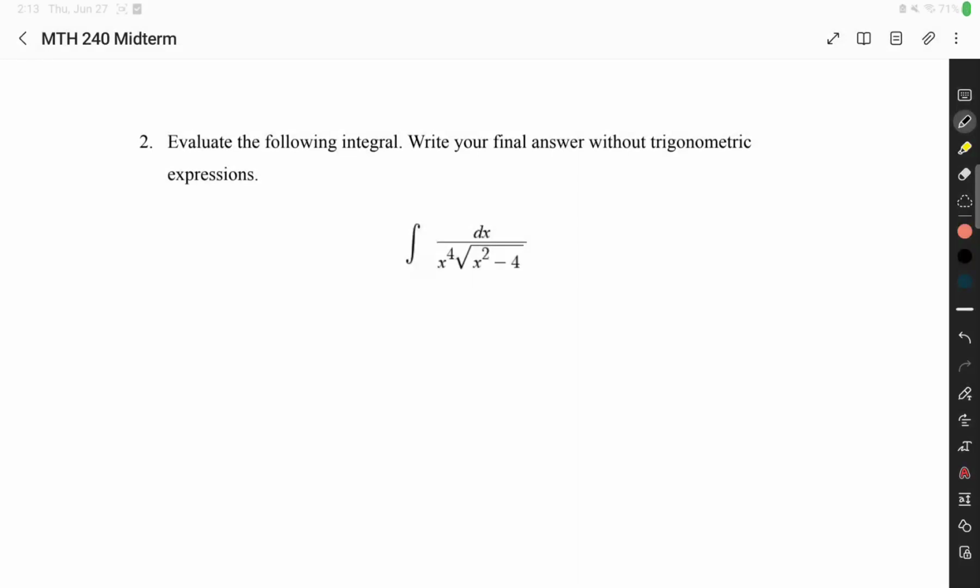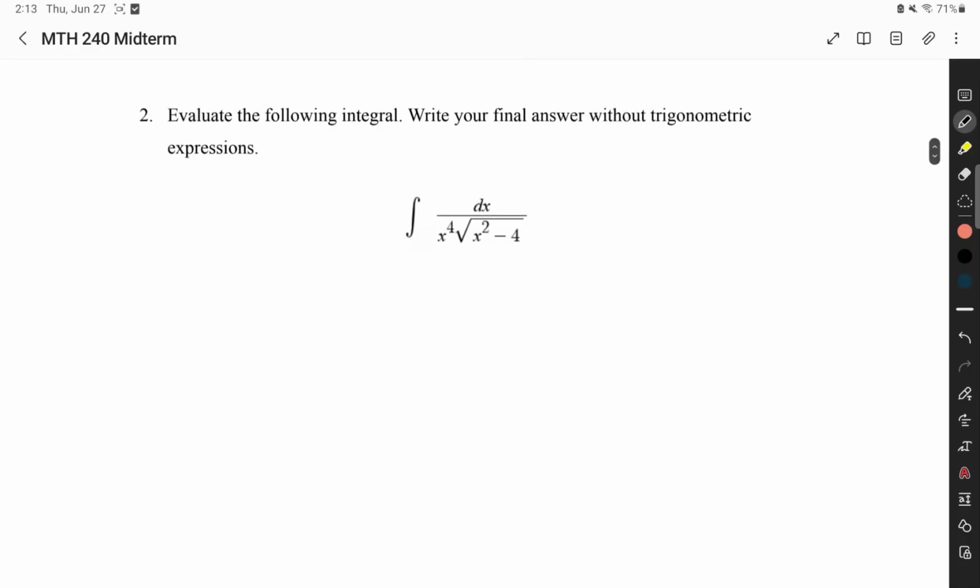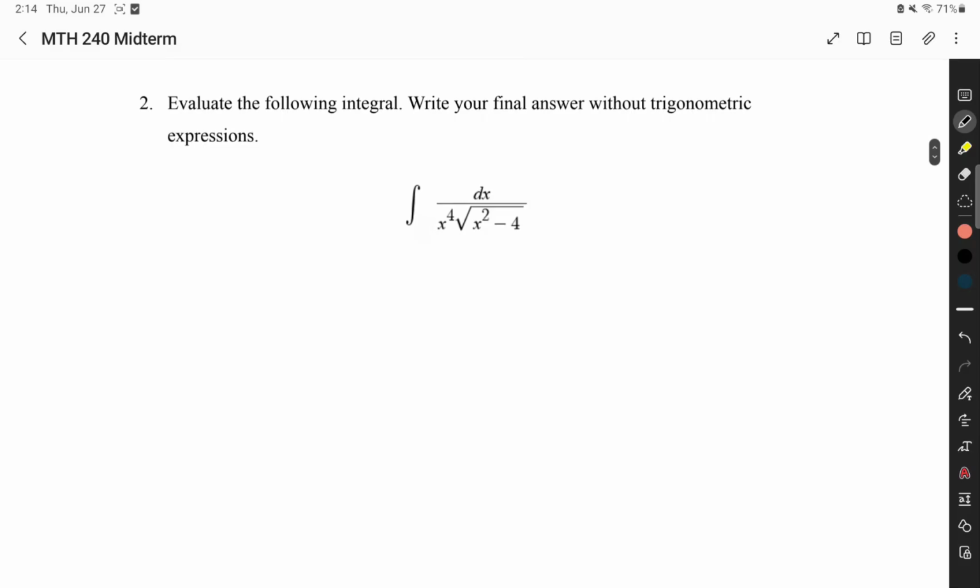Okay, so now this is question 2 of the midterm. It says, evaluate the following integral. Write your final answer without any trigonometric expressions. Okay, so for this question, we are going to have to use trigonometric substitution.